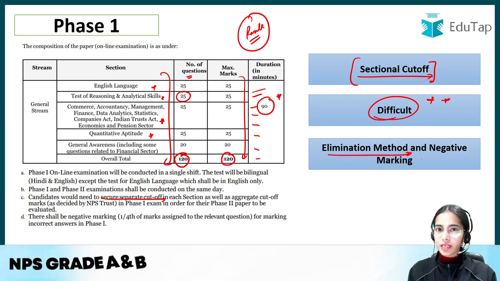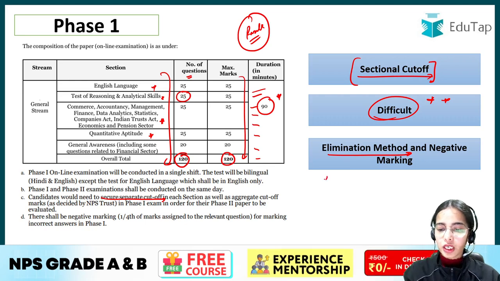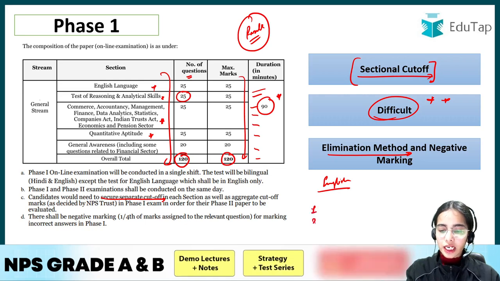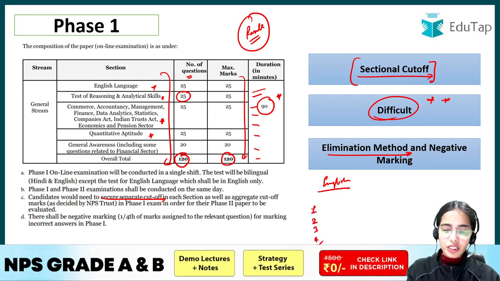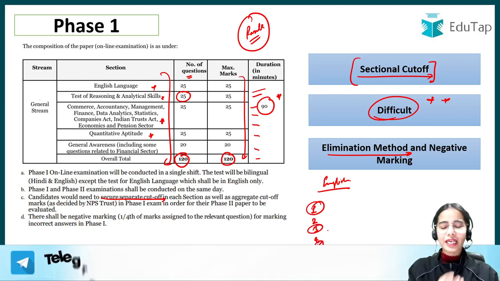Next, elimination method. When you are using the elimination method in a question, let's say there is an English question and you think that out of the first, second, third, fourth, fifth options, the first, third and fifth cannot be the answer.